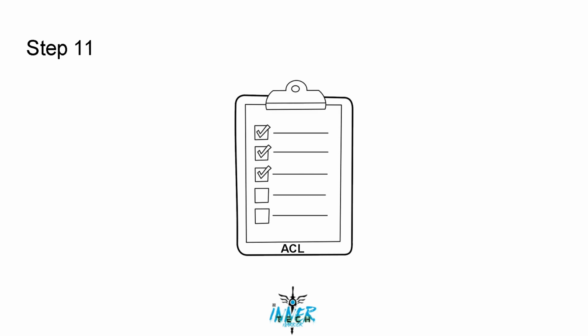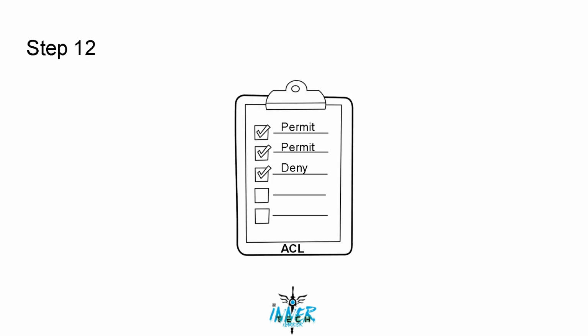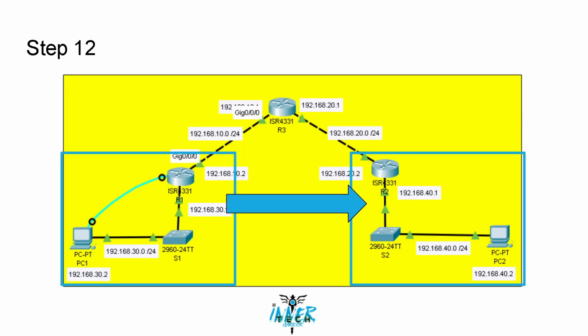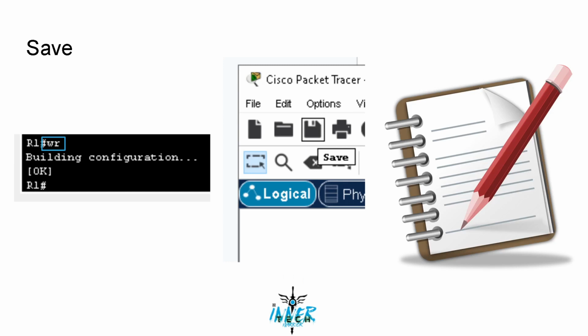Step 11 then says we have to actually create the ACL that the crypto map checks against, which was IPsec_ACL. To create the ACL, we'll use the command ip access-list extended IPsec_ACL. Lastly, for step 12, we need to put in the actual rules of the ACL. In this case, we want to permit anything from router 1's office network to get to router 2's office network. So we'll use the command permit ip any. Now save your configuration, save your Packet Tracer file, and update your notes.